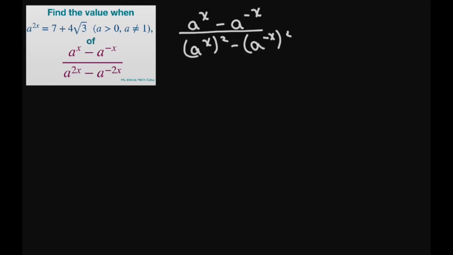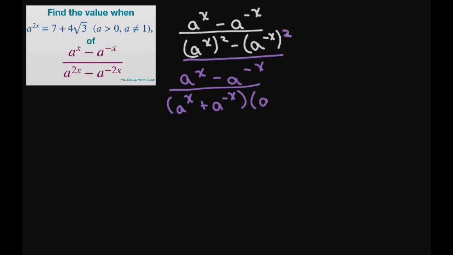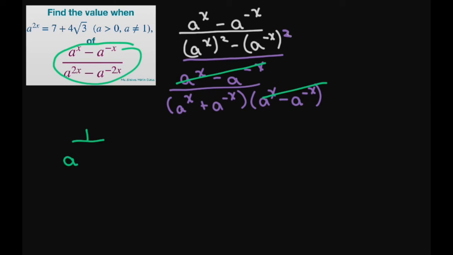All right, so in my denominator, I have this difference of squares again. So we have a^x minus a^(-x), and I can expand this. So this is going to be (a^x plus a^(-x)) times (a^x minus a^(-x)). So what happens is these two will cancel. Now we're left with this whole thing equals 1 divided by a^x plus a^(-x).